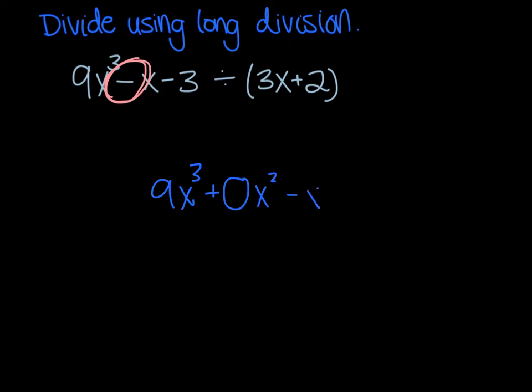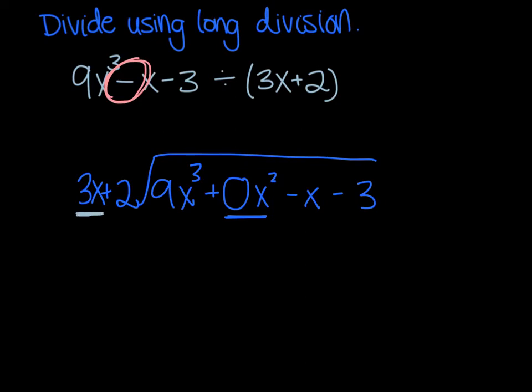Okay, now we can continue with our function. This 0x squared is just acting as a placeholder so that we can keep our polynomial division nice and neat. And we want to divide that whole thing by 3x plus 2. Okay, so let's go through the process again. Remember, we are only looking at this term right here when we're asking ourselves how many times does it go into our whole polynomial function.